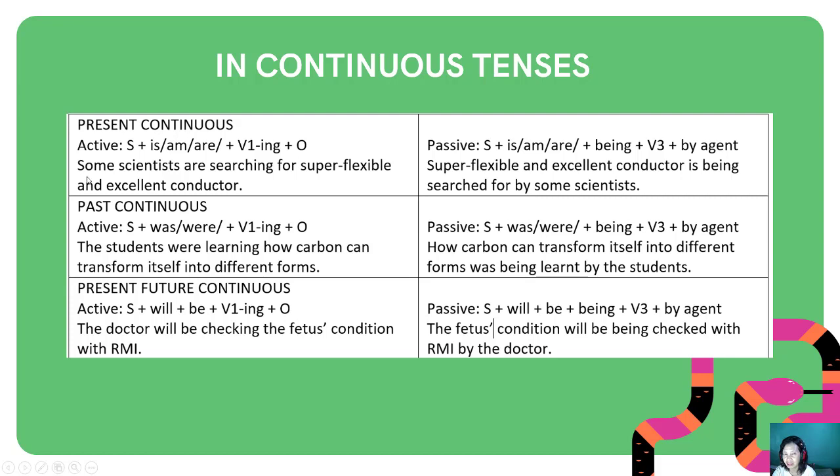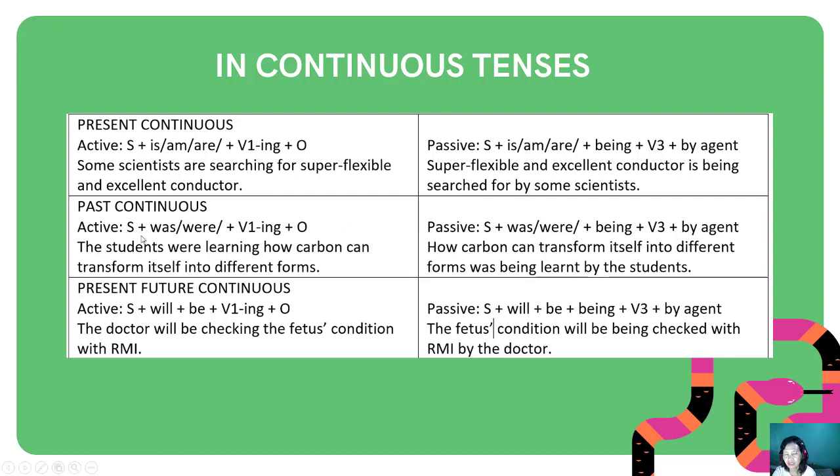Again, remember about the verb agreement. This is plural, sorry, so you have are, and this is singular, so you have is. And searching for, you have the preposition. For here is not the same as in the previous video, where it shows the purpose, but this is the preposition that connects to the verb, or the verb is a phrasal verb, so you must have this like this. Is being searched for. Why are there two prepositions? It is strange, no? The way you read will make you understand that two prepositions actually are needed here. Super flexible and excellent conductor is being searched for by some scientists. So you can understand now that for belongs to the verb search.